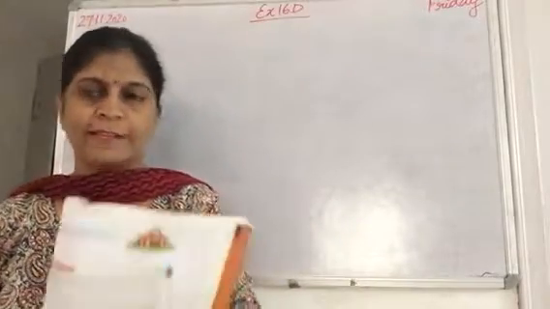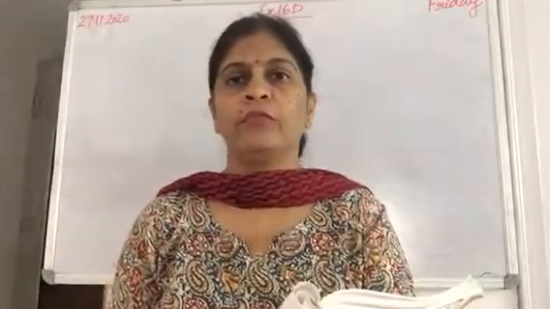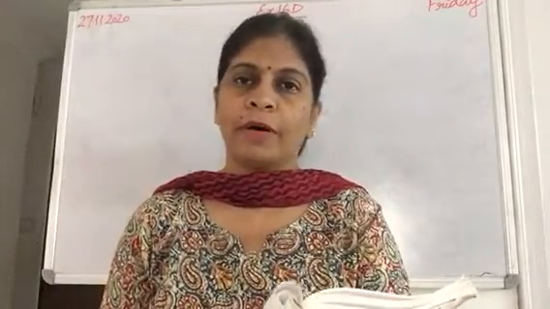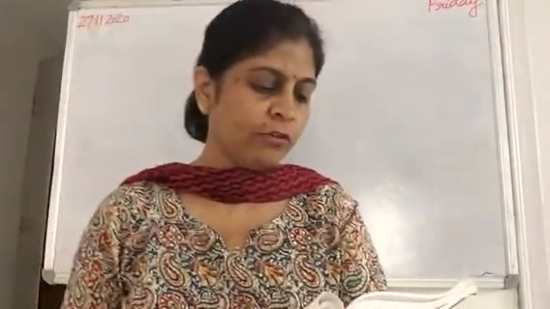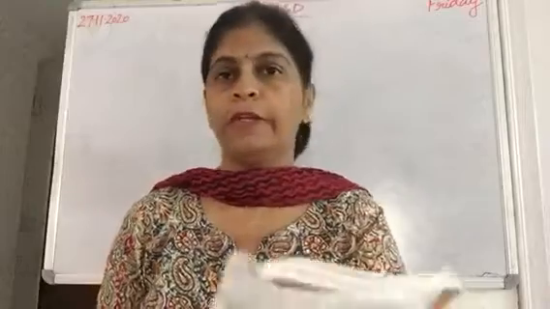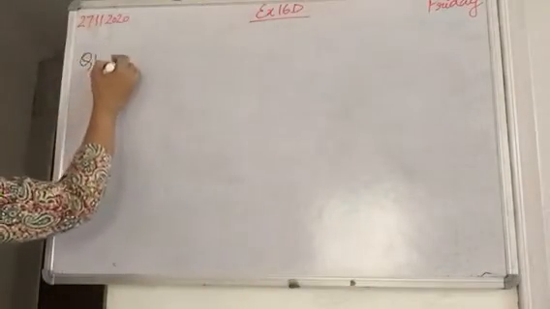Okay students, now exercise 16D, I will do only one part of it and then I give you the time to do all the parts of it. Clear? Now first is find the circumference of each of the following circles with the following diameters. Now diameter is given, you just have to find out the circumference.